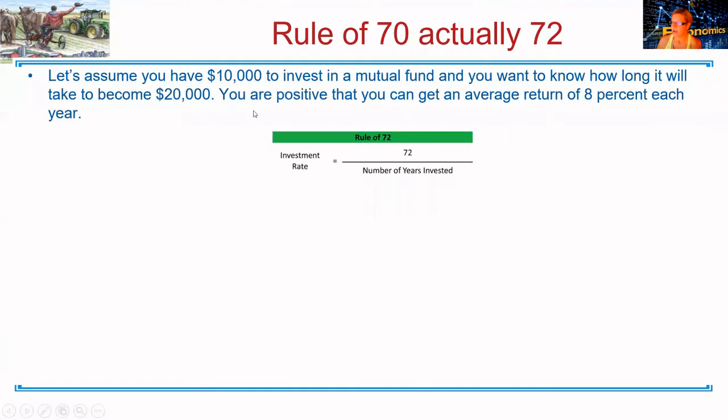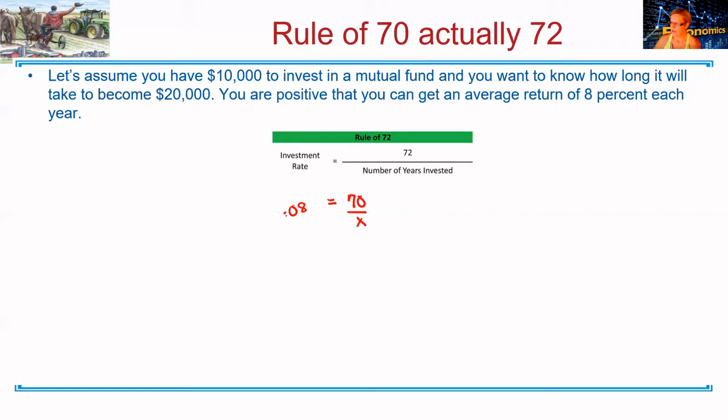Okay, so let's look at an example of a problem you might see. Let's assume you have $10,000 to invest in a mutual fund, and you want to know how long it'll take to double to $20,000. You're positive you can get an average rate of return of 8% each year. So we're going to take a look at the number of years. I'll use 70 here just because that's what your book uses. So 70 divided by the interest rate, 0.08, and we're going to take this as an X.